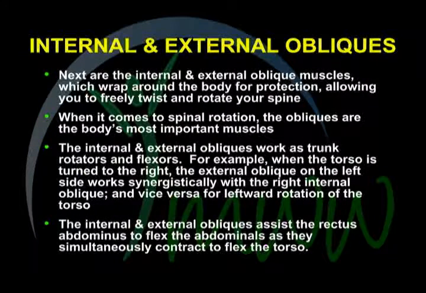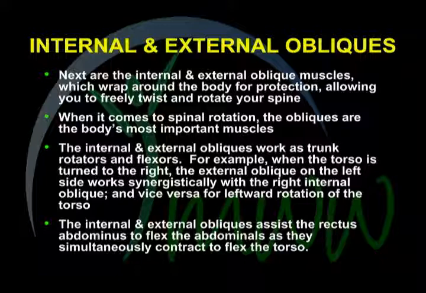Internal and external obliques. Next are the internal and external oblique muscles, which wrap around the body for protection, allowing you to freely twist and rotate your spine. When it comes to spinal rotation, the obliques are the body's most important muscles. The internal and external obliques work as trunk rotators and flexors.